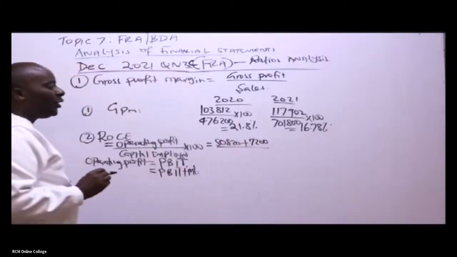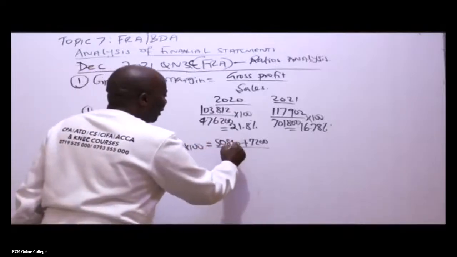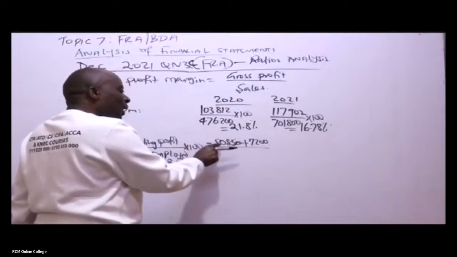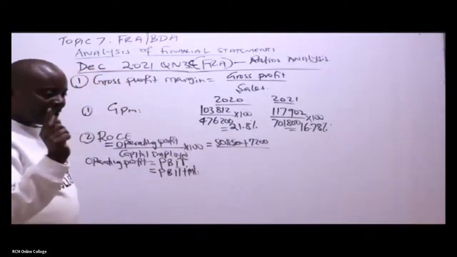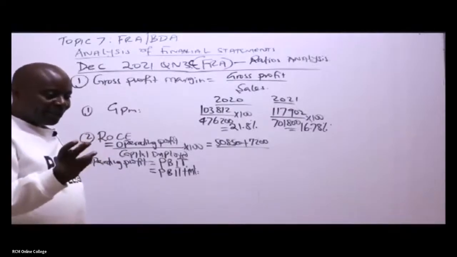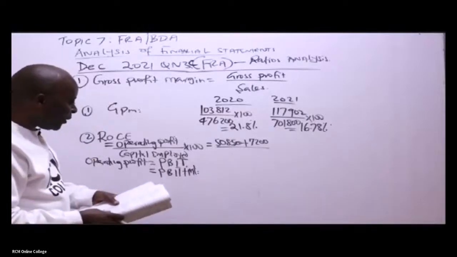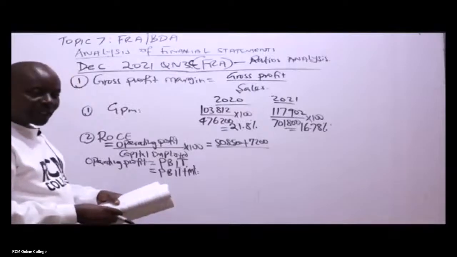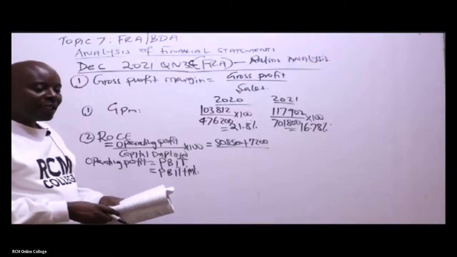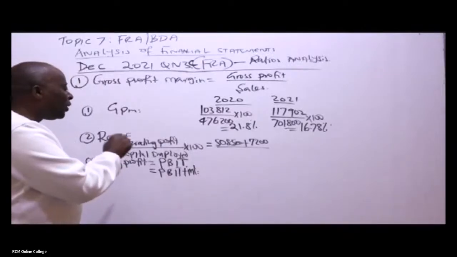Whatever I get, I divide this by the capital employed. That gives 58,020. But up to here, with this reasoning, are we really together? Because the examiner will always try to play around with your mind. He has given you profit before tax, and they want it to be profit before interest and tax. How about this capital employed?